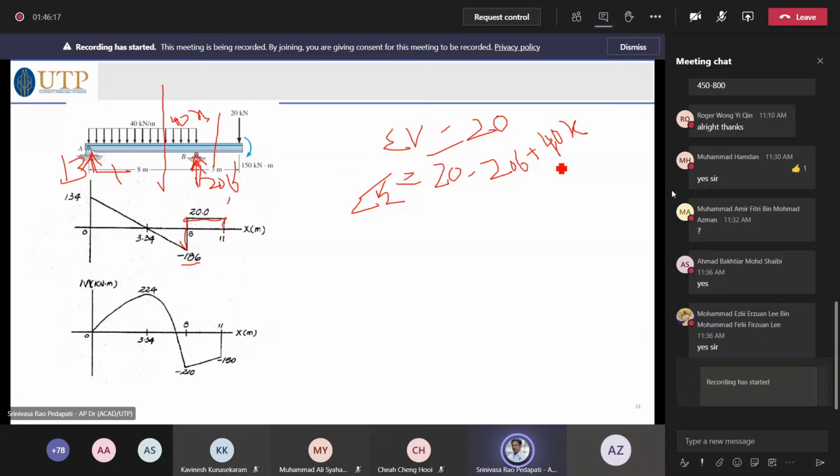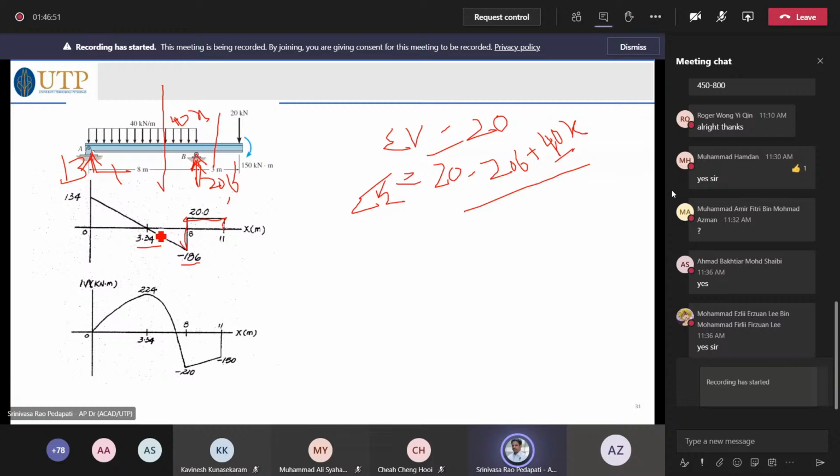Just to check whether we are doing it correctly, substitute x equal to 0. What happens? 20 minus 206, what is the answer? Minus 186. So we are right. If x is 0.1, 0.2, 3, 4 like that, we must see at what value of x this becomes 0. That way we should know the salient feature.